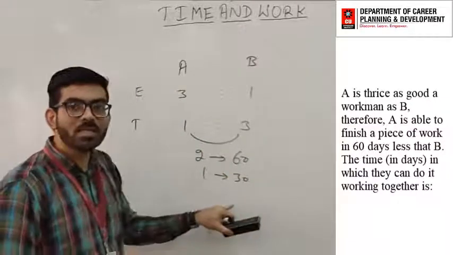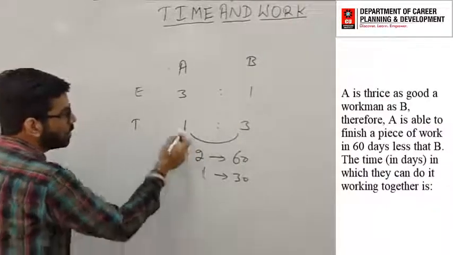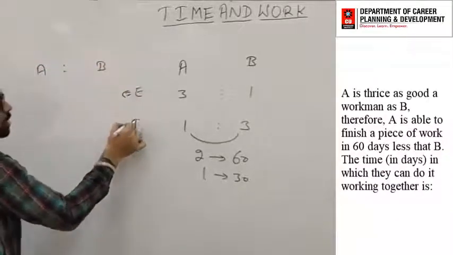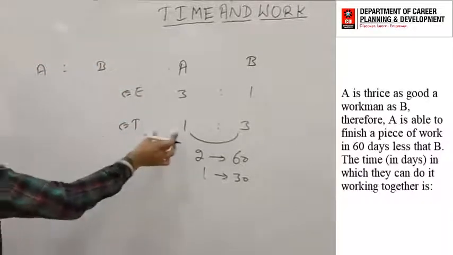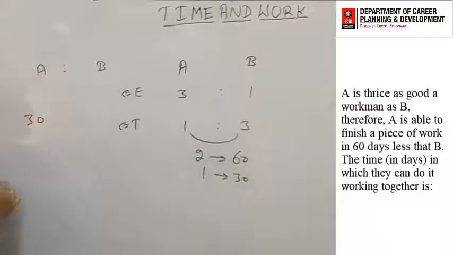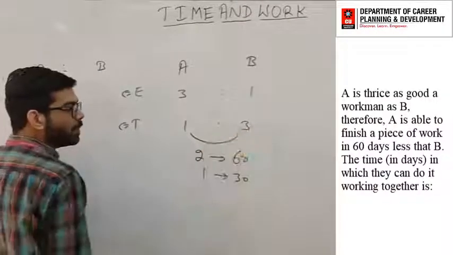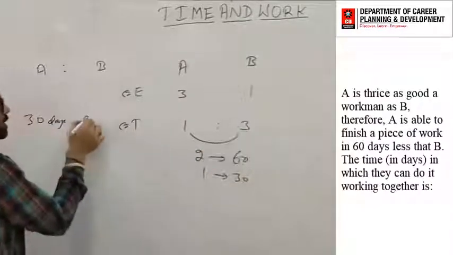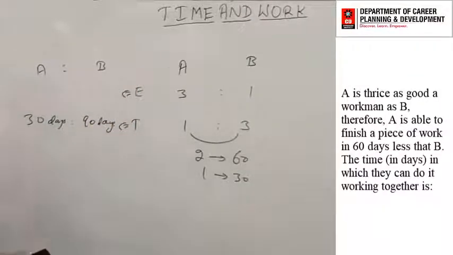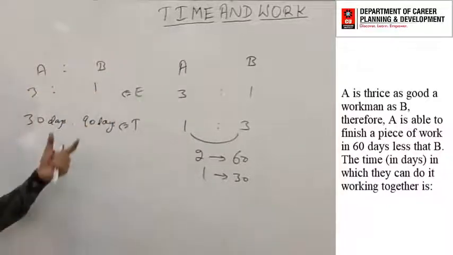If the value of 1 is coming out to be 30, put it here for the time taken by A ratio B. Exact values are written here. Time taken by A is 1 into 30, that is 30 days. Time taken by B is this much, that is 90 days. So from here the efficiencies are 3 and 1.